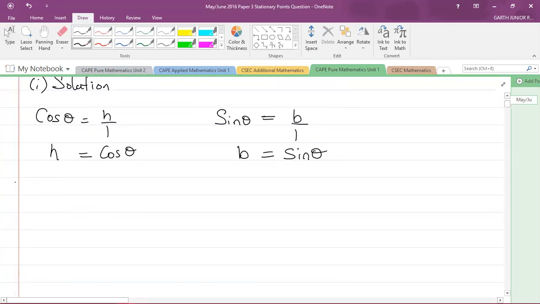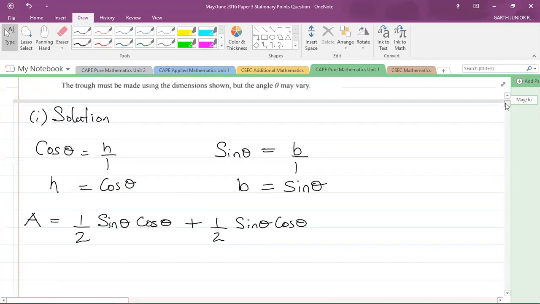So we're finding the area of the diagram b. The area is going to be equal to a half multiplied by the base b, which we know is sine theta, multiplied by the perpendicular height h, which we know is cos theta. And remember, I have another triangle as well, the same right angle triangle, so I can just say plus a half sine theta cos theta again, because I have two of those triangles.